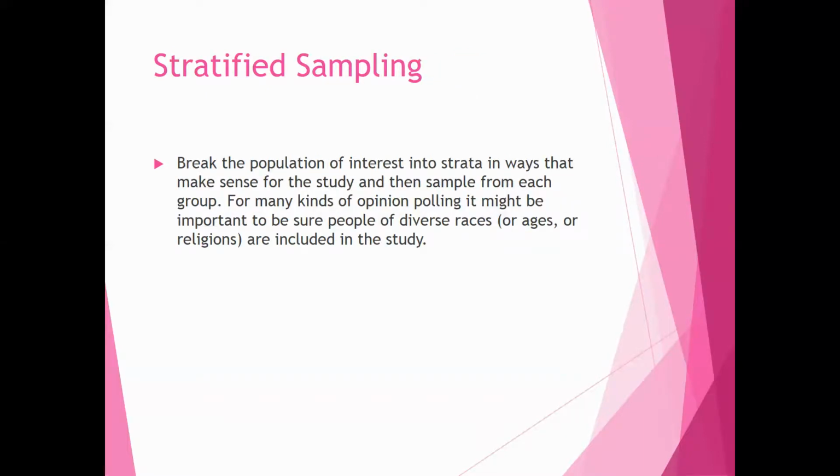Stratified sampling breaks the population of interest into different groups, into strata, in ways that make sense for the study. So for many different kinds of opinion polling, it might be important to be sure that people of diverse races or ages or religions are included in the study. So you would break them into those groups and then sample from each group. Take a simple random sample from each group, for example.